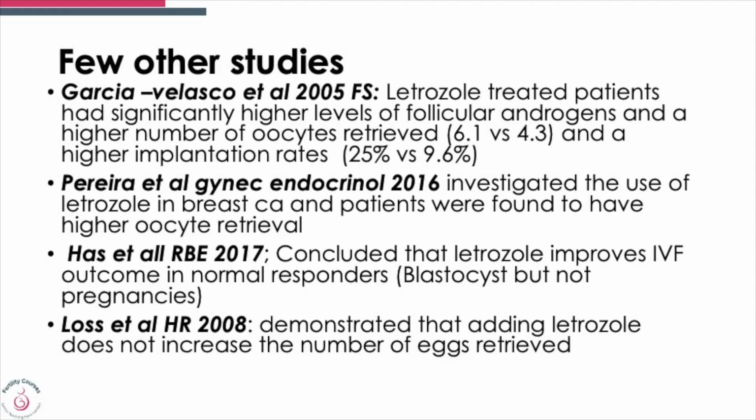So where else do we use it? DHEA, giving testosterone supplementation before stimulation. The entire concept is that if you prime the follicle with androgens, then your response is likely to be better. Now, there were multiple studies done, and as usual, especially in poor responders, we have tried our best to see if we can improve follicular response. So in 2005, letrozole-treated patients had significantly higher levels of follicular androgens and a higher number of oocytes and higher implantation rates. In 2016, again, a higher number of oocytes was seen.